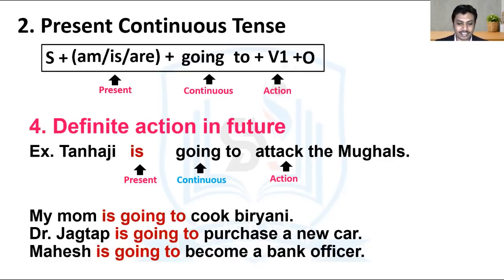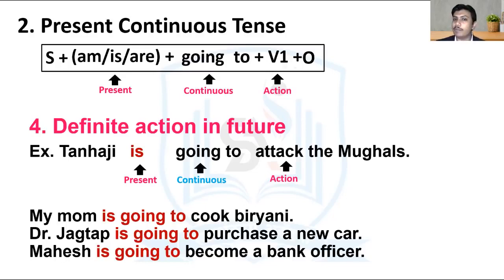So this is the structure that you need to understand. My mom is going to cook biryani. Now I am very sure that anyhow she is going to cook biryani only. There is no change in the plan. Dr. Jagtap is going to purchase a new car. Now there is a person whose name is Dr. Jagtap. He was planning to purchase a car since a long time, and now it is confirmed, and now he is going to do that activity.